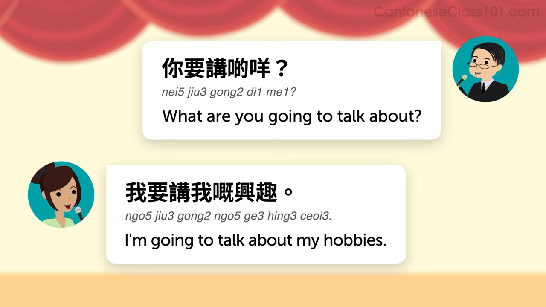First of all, you'll need to learn how to say, What are you going to talk about? That's 你要讲啲咩? Listen to it again. 你要讲啲咩？ This Cantonese sentence literally translates as, You are going to talk what? But it means, What are you going to talk about?